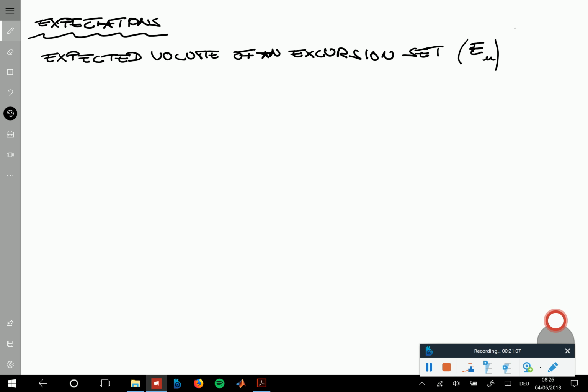On the other hand, if you are very low with your threshold, so just a little drawing again, if you're fairly low with your threshold, for example if you're here, then it's very likely that you have something in your excursion set. If you're here, it's very unlikely. So although it's an expected volume, it's an expectation, it's always dependent on the threshold. Now, what is the expected volume of an excursion set?